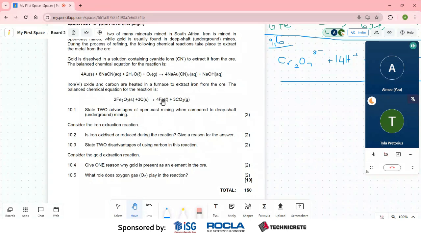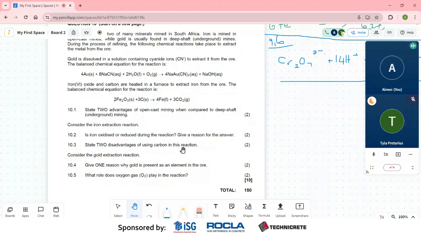They've got no charge over here. Remember, you need to use your oxidation number formula or technique to determine what the charge is here. But the point is that the charge on iron is going from positive 6 on this side to 0 on this side, which means that electrons have definitely been gained and reduction has occurred. So that's 10.2. 10.3 says state 2 disadvantages of using carbon in this reaction.